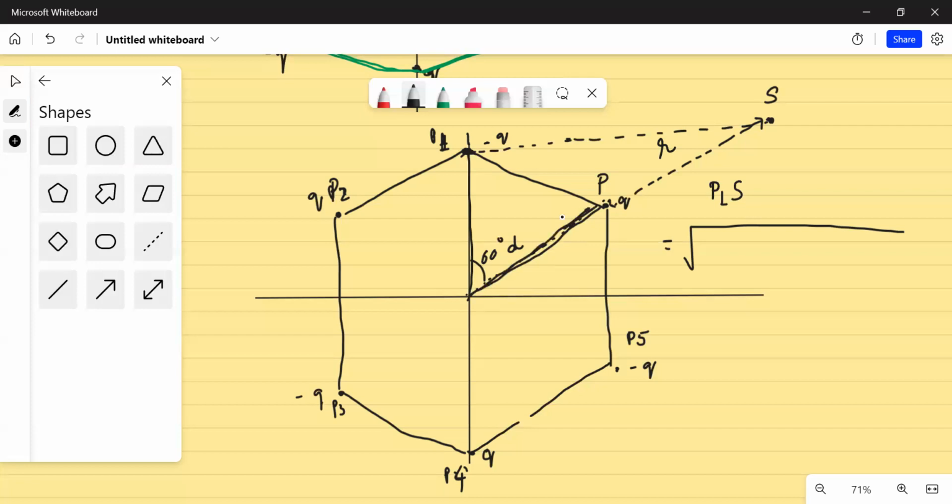We will have to think carefully. So this will be, I think, let's write it properly once. Let's call this O. So P1S would be OP1 squared, plus OS, the whole distance from here to here has to be taken, OS squared, and then there will be minus 2 OP1 OS cos of 60 degrees. Is that clear?